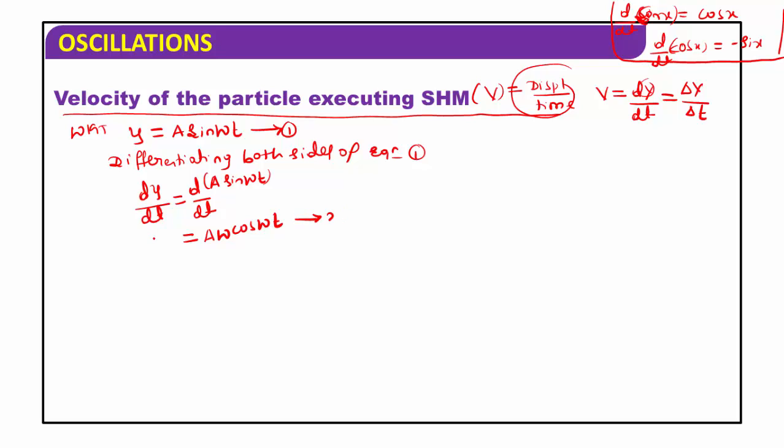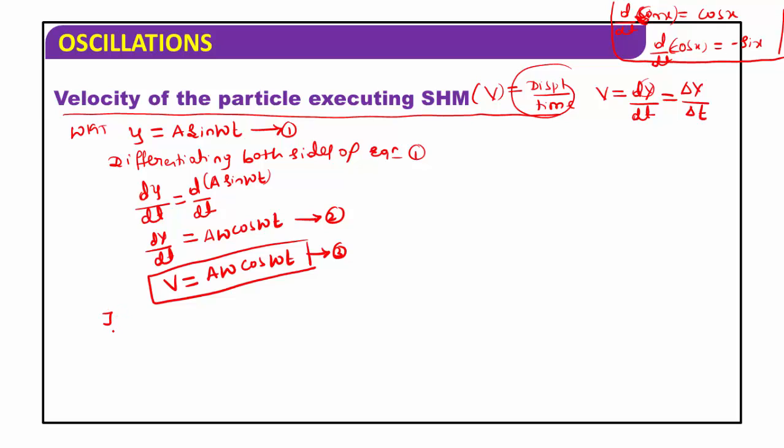dy divided by dt is equal to a omega into cos omega t. dy divided by dt means the rate of change of displacement, which is called velocity. Velocity v is equal to a omega into cos omega t, that is equation number 3. Here it gives the velocity of the particle executing simple harmonic motion.